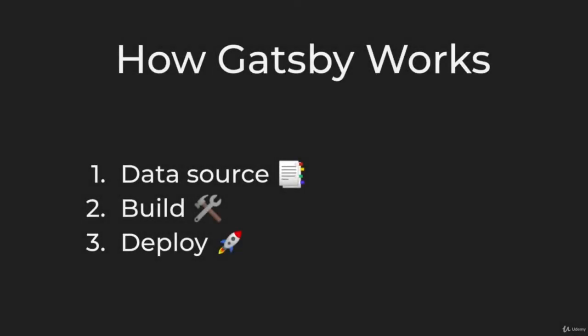Let's see how Gatsby works. There are three main steps that come into a process for building blazing fast websites and apps using Gatsby. First, we need a data source from which we can fetch data, and then we use Gatsby build tools, all the ecosystem with HTML, CSS, React, and the power of GraphQL to build the website. The third step is to deploy our newly created website to a hosting service so that not only you but your friends and family can also watch it on the internet.